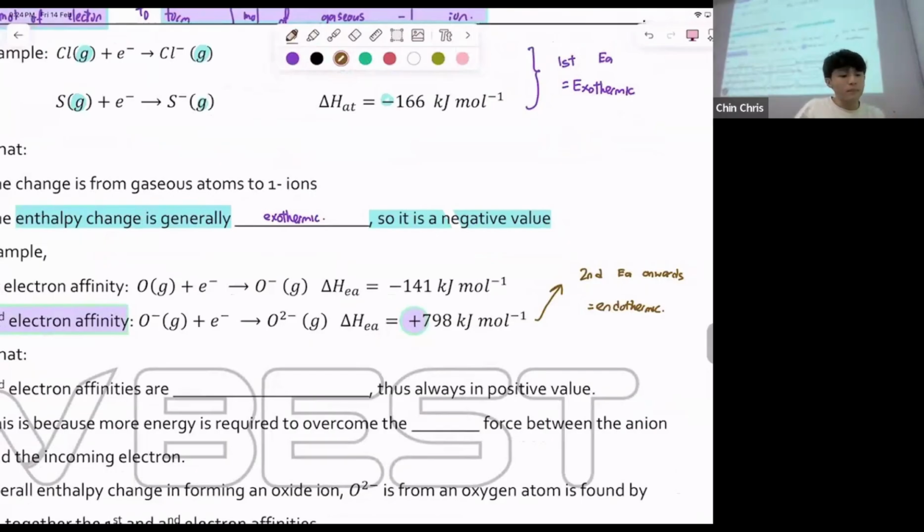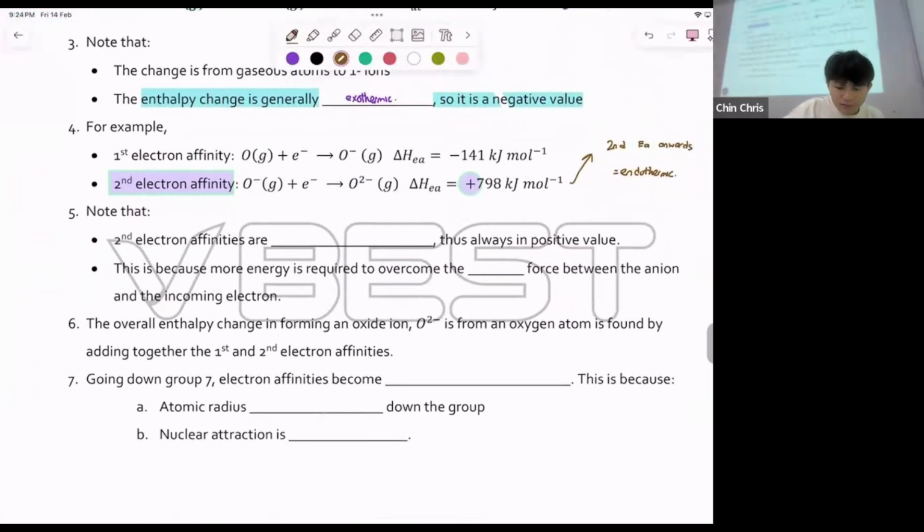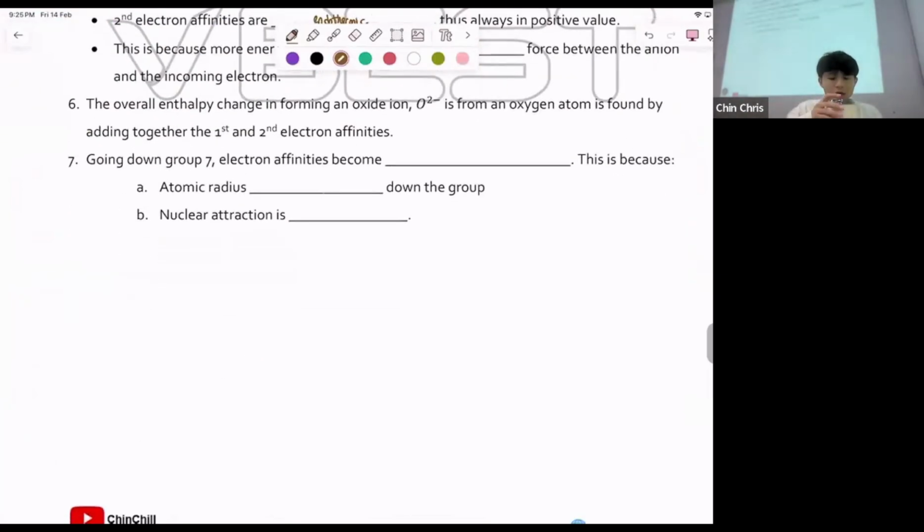You guys done, right? Why is it endothermic for second EA? What's the reason, guys? Because you are adding electrons into an anion. The anion is already negatively charged, right? So it will repel one another.